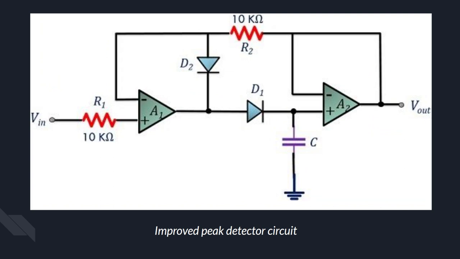However, we also use an improved peak detector circuit to fix some issues that happen in the basic peak detector circuit. In this circuit, as we can see, there is one additional op-amp and one diode. The second op-amp, which is A2, is part of a buffer circuit.